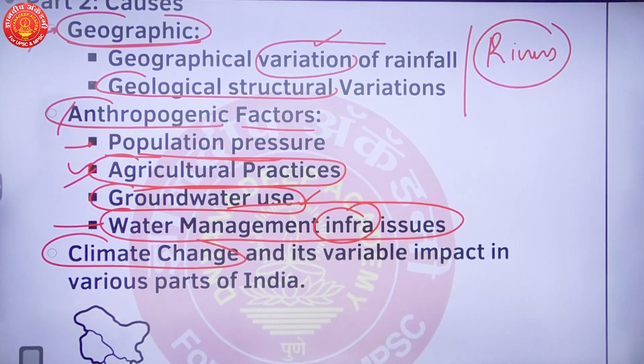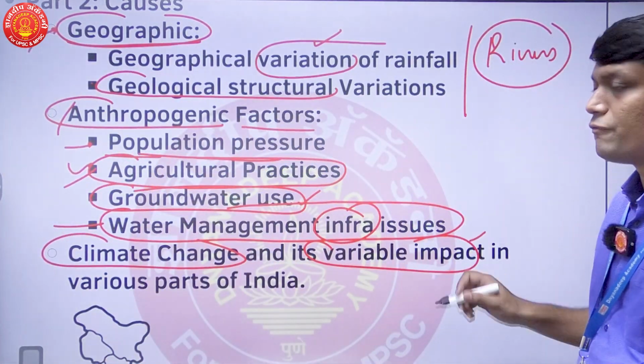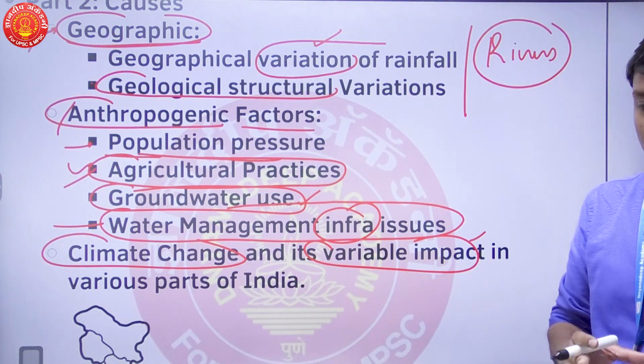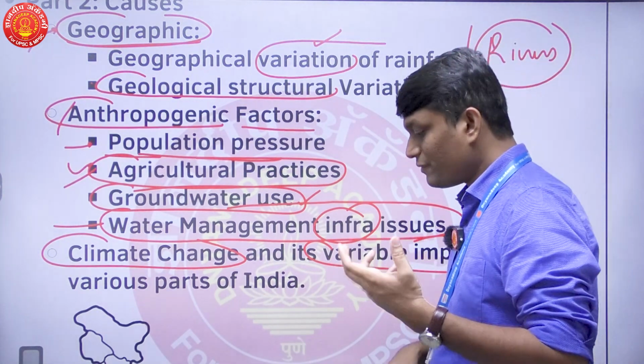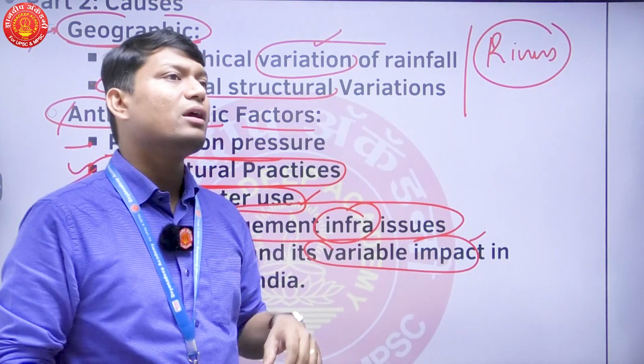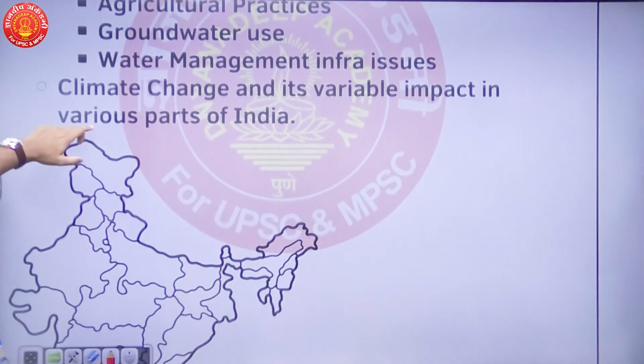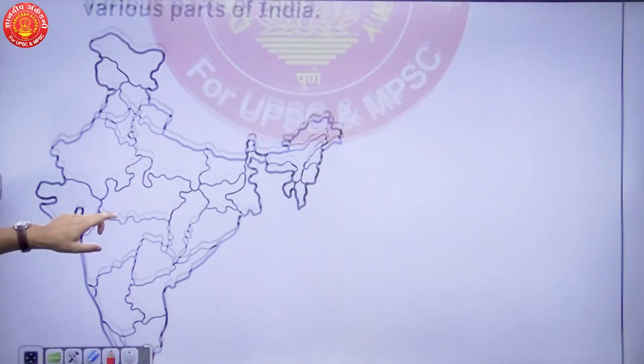Climate change and its variable impact. That is something we need to factor in. Western parts of the country are much more affected by climate change and associated weather phenomena. The same is not the case with the eastern parts, and that is how it will translate into regional variation in water stress in India.